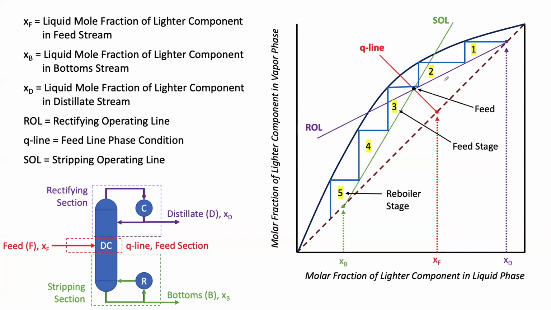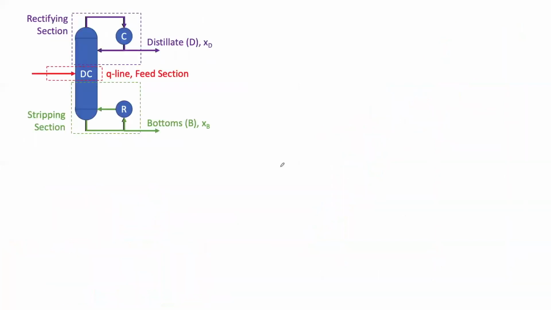So with this, we have 4 complete stages with the 5th stage being the reboiler stage. And if we were to change our desired purity of the distillate stream, if we were to shift it up, then we would obviously have more stages. Or if our Q line was to change, be up here, then everything would change as well. And also, if you were to change your feed composition, things would change. So you have several different options there.